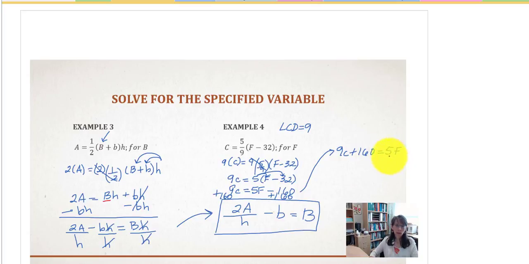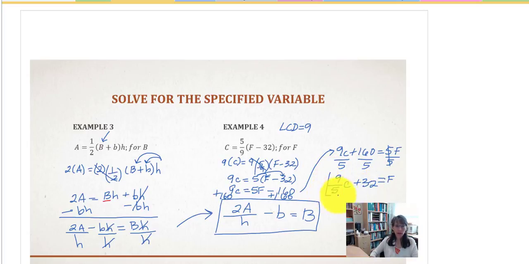So the only operation happening to f now is multiplication of 5. Division of 5 is the opposite. So every term in our literal equation will be divided by 5. So we can reduce, and we can clearly see that we are left with f equals something. So reduce wherever possible. 9 and 5 are not going to have a common factor, so that term remains 9/5 C. 160 divided by 5, that will be positive 32.